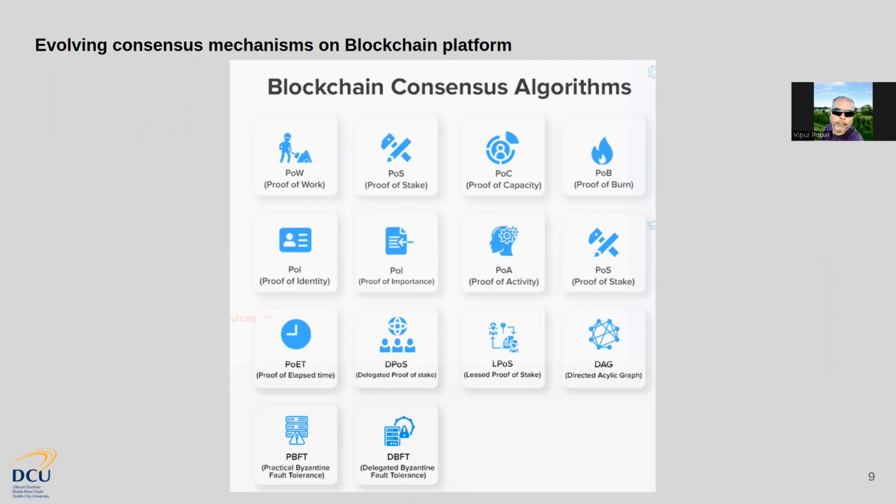Further to the four consensus mechanisms which we spoke about earlier, I'll take you through a few evolving consensus mechanisms on the blockchain platform as shown in the figure. I would elaborate on a few of them, namely proof of authority, which is a modified version of proof of stake, where the identities of validators in the network are at stake.